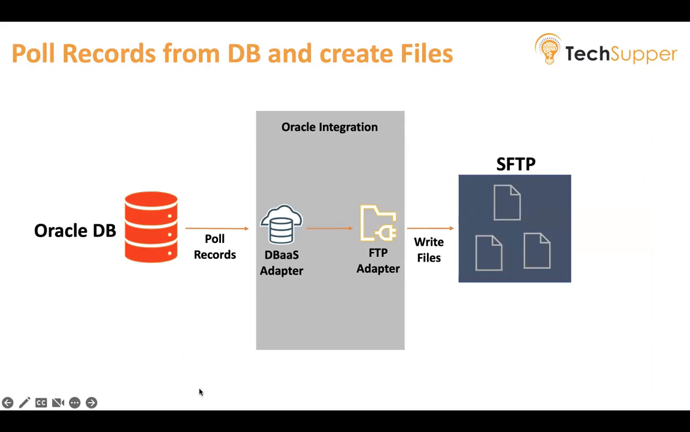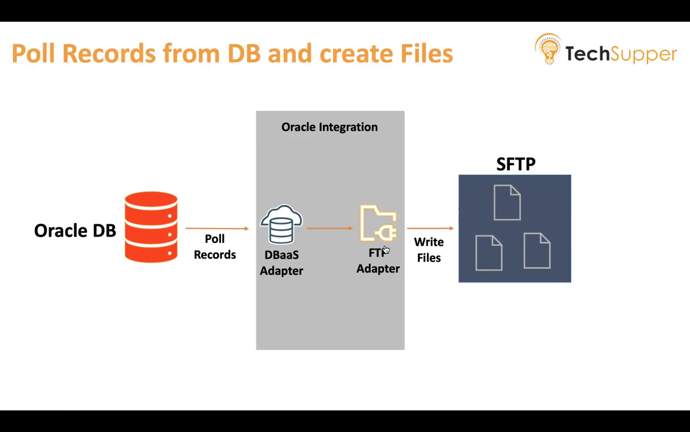Architecture-wise, what I'm going to do is use the DBAS adapter, which you will use at the trigger side, and you will keep polling the records from your DB based on some column, and the records you are going to push into a file. So let's look at how to achieve this.